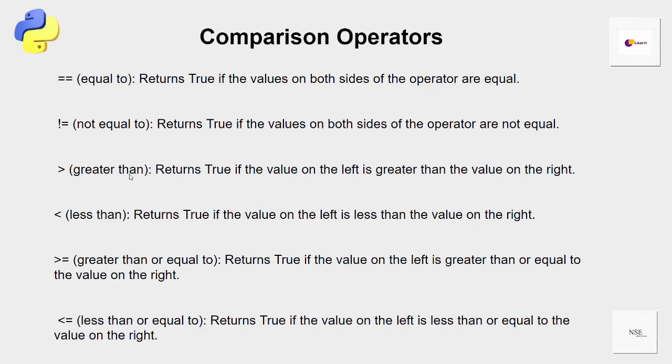We have greater than, which is represented with this symbol. We have less than, which is represented with this symbol. We have greater than or equal to, which uses a combination of the greater than sign and the equal to sign. We also have less than or equal to, which combines the less than sign and the equal to sign. Now let's head back to VS Code and see how these operators can be put to use.